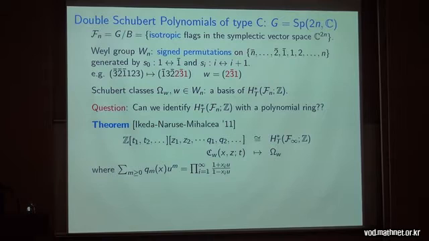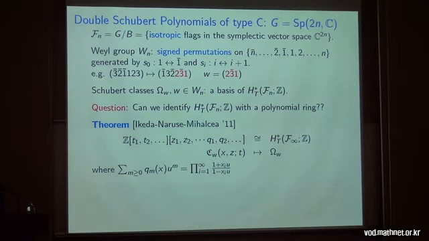But I want to discuss those geometric classes at the level of polynomial representatives, right? So that's my goal in this picture: double Schubert polynomials. Those are the polynomial representatives for the equivariant Schubert classes. Let Fn be a flag variety. Those are complete isotropic flags in the symplectic vector space C^2n. You can just put a standard symplectic structure there.